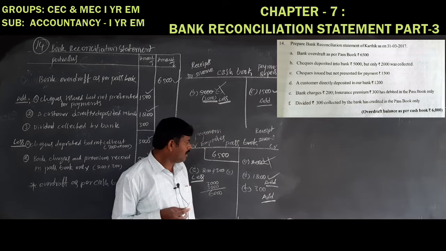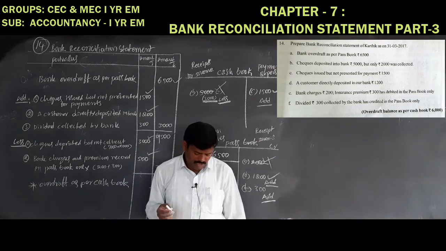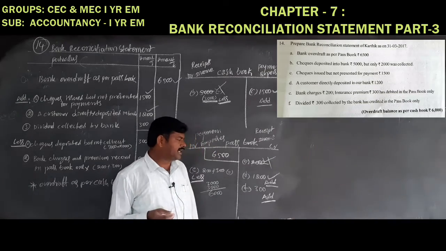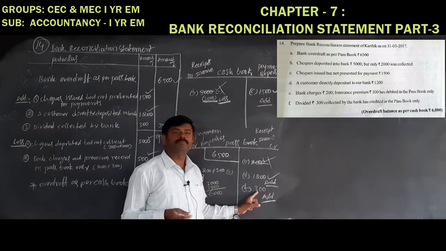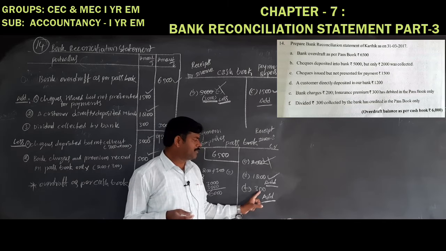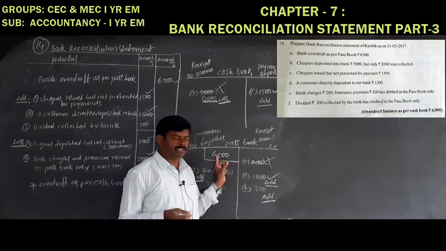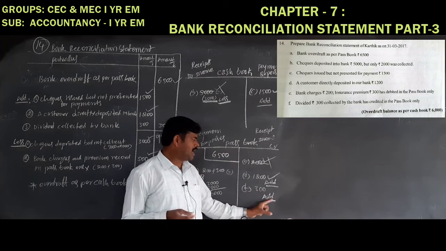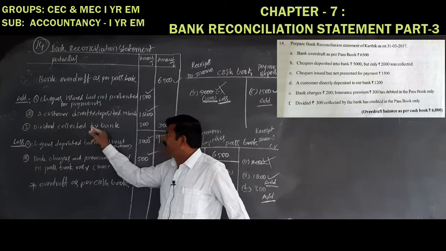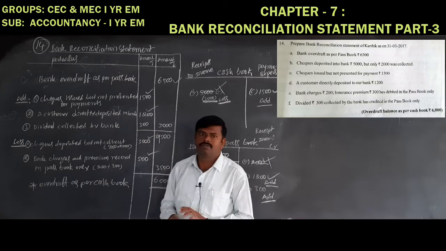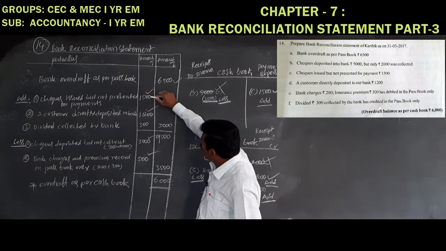Next, F, the last one. Dividend 300 rupees collected by the bank and credited in the passbook. So as per the account holder, it is an income, so it must be recorded on the credit side of the passbook. This is the opposite direction of the starting point, so it must be recorded under add items. So this is the add items. Dividend collected by bank 300 rupees. This is the way.